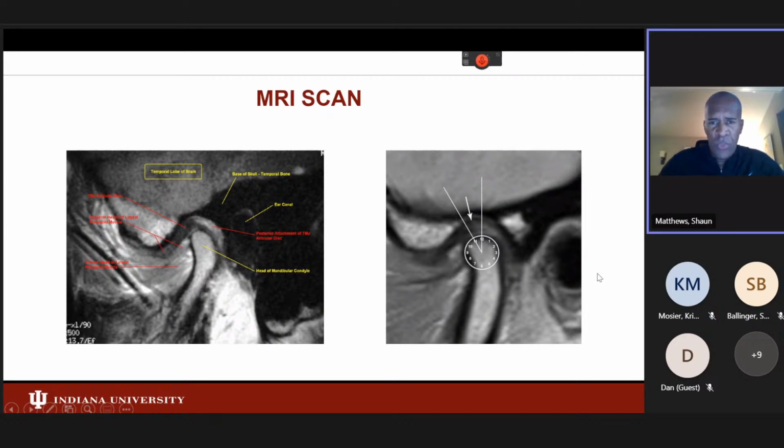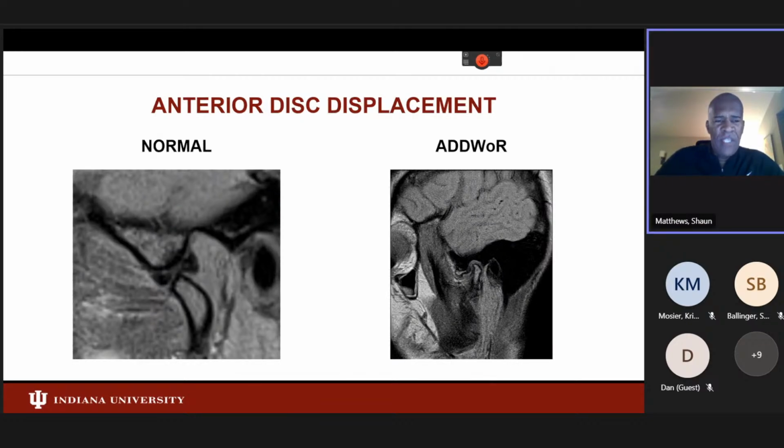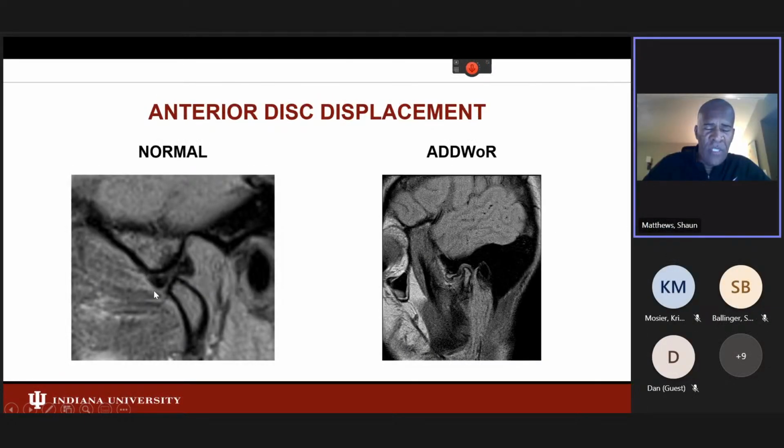But again, I'm sure that Dr. Mosier will go into far more detail on this subject. So the MRI scan clearly is our go-to imaging for the TMJ. On the left here, we have a normal-looking, beautiful articular disc. It's a typical biconcave structure. It looks like a bow tie, but it's narrow in the middle and wider at the extremities, both posteriorly and anteriorly shown here. It is essentially like the wings of a butterfly.